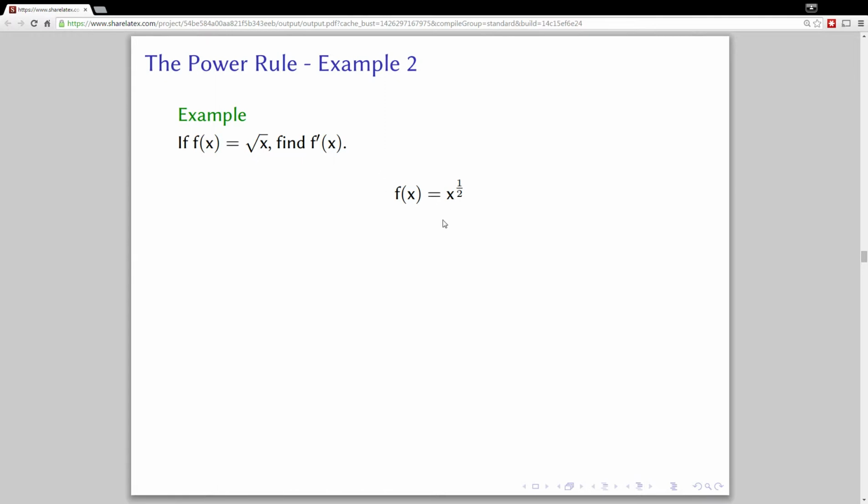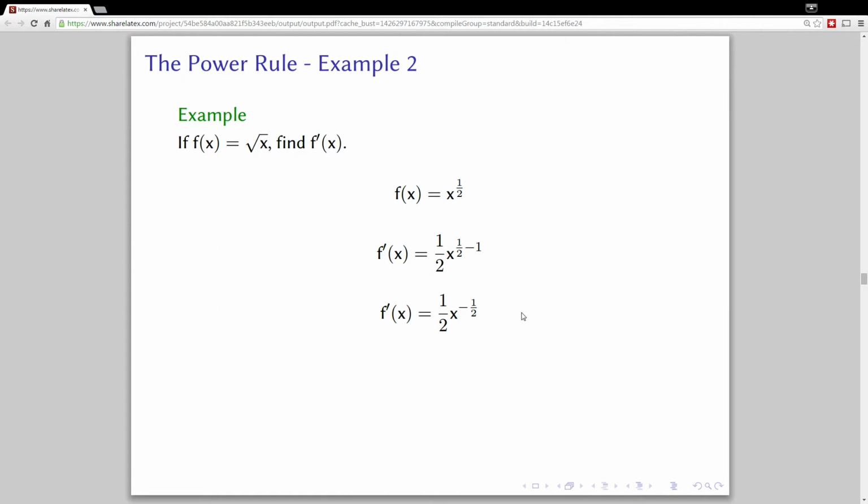Now that I've rewritten the function in that format, I can see that I've got x to some number power, and I know that I can use the power rule to take the derivative of that. So how would I do that by the power rule? Well, I would pull the power down, so I have a 1/2 out in front, and then the new power is going to be the old power minus 1. The power is going to drop by 1, so 1/2 minus 1. When I subtract that, 1/2 minus 1 will be minus 1/2. So the derivative will be 1/2 x to the minus 1/2.